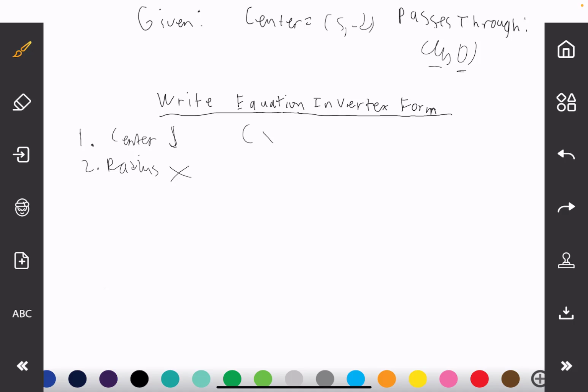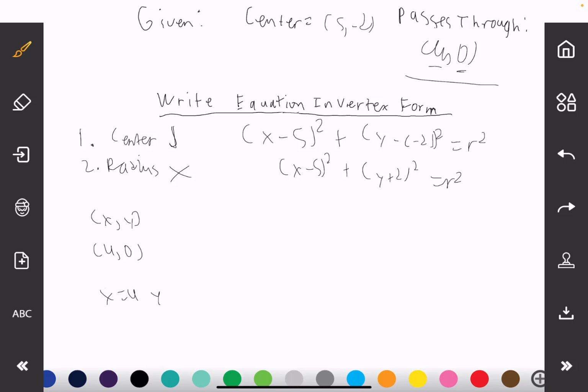So by substituting, (x - 5)² + (y - (-2))² = r². (x - 5)² + (y + 2)² = r² is our equation at the moment. Now we have to solve for the radius. The extra piece of information we have is that the circle passes through (4, 0). And what we can do is substitute (4, 0) for x and y. So the point (x, y) is (4, 0). And so x is 4 and y is 0.